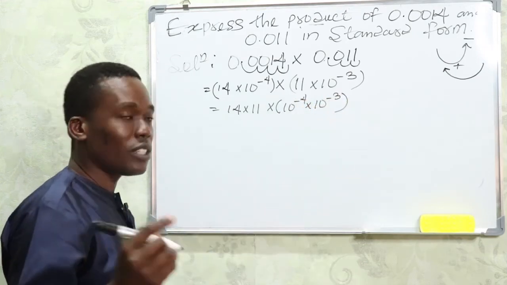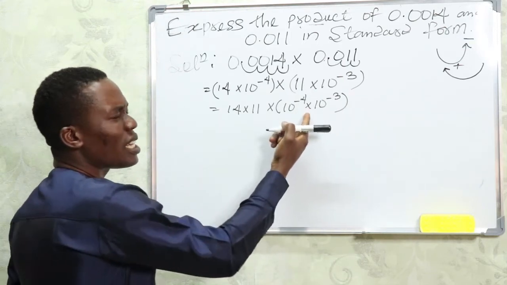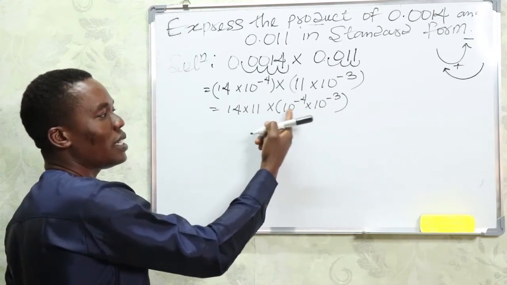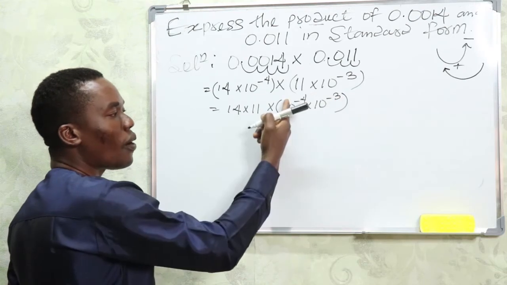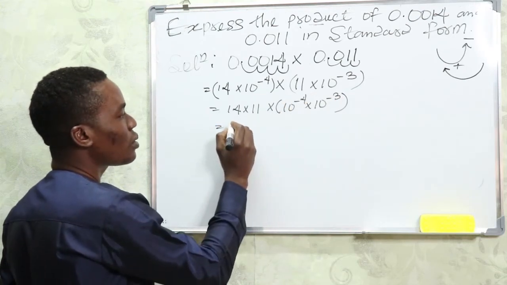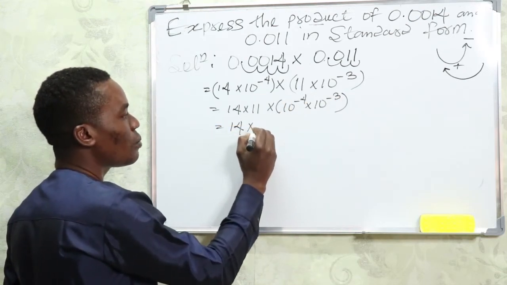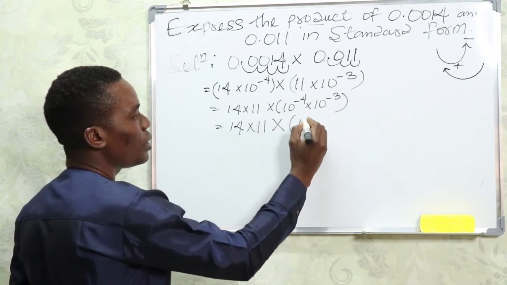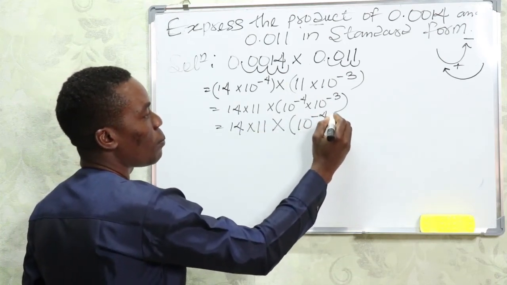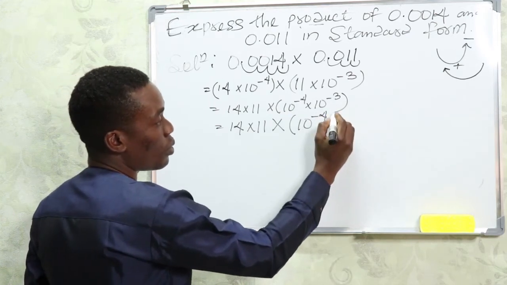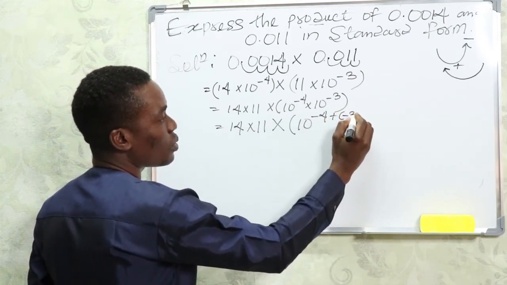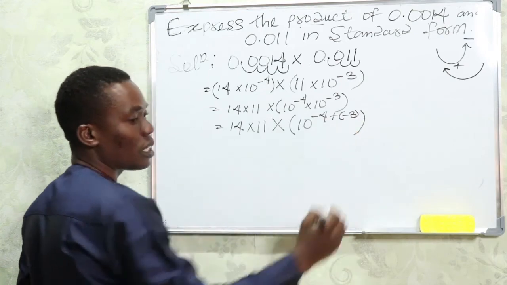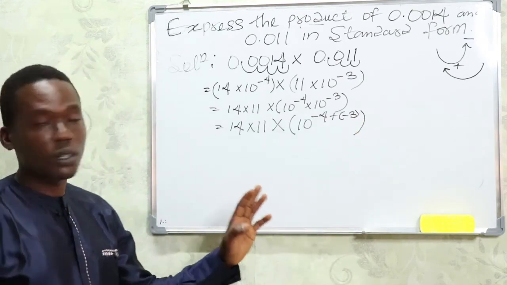Right? I guess you're following. Now, looking at the product law according to our indices, same base, the powers will be added. So that will give us 14 times 11 multiplied by 10 raised to power minus 4 plus bracket minus what? 3. I guess you're following. That is the point you get.